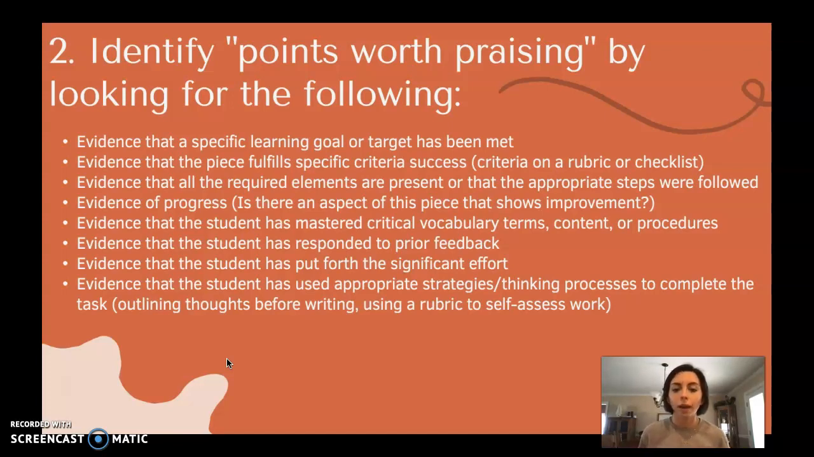Evidence that the student has mastered critical vocabulary terms, content, or procedures. Evidence that the student has responded to prior feedback that you have given. Evidence that the student has put forth significant effort. And finally, evidence that the student has used appropriate strategies and thinking processes to complete the task, outlining thoughts before writing, or using a rubric to self-assess their work.